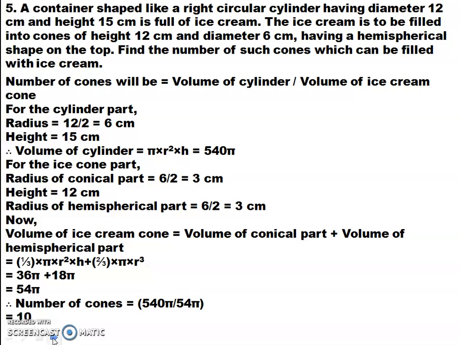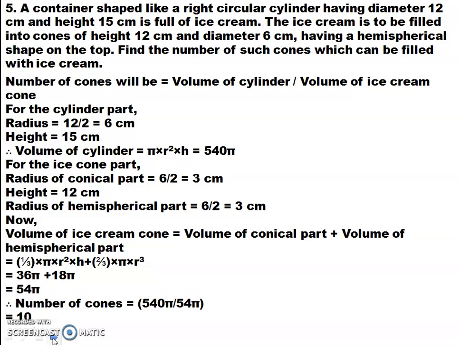Students, here you have three shapes. The first shape is a cylinder. Second shape is a combination figure. Can you tell me what are the combinations? Cone plus hemisphere.